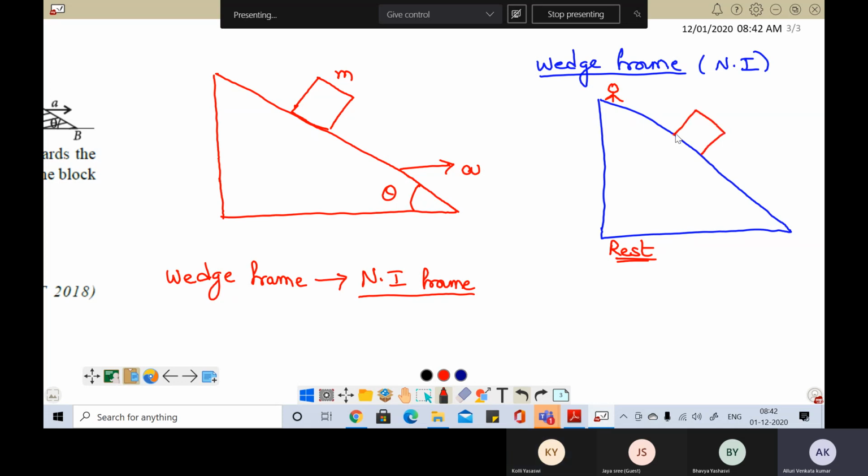Now will the block move? When this wedge is at rest, how does the block behave? Now the block can move either downward or upward, correct or not? Okay. But it should not move. That's what they're telling.